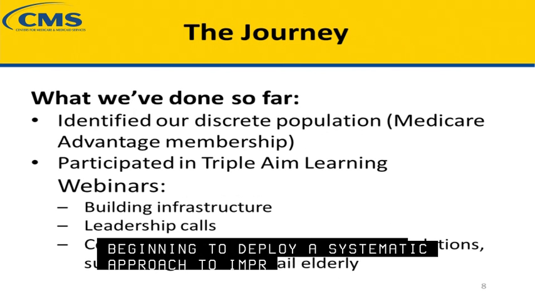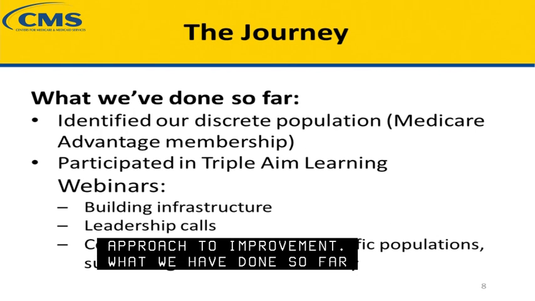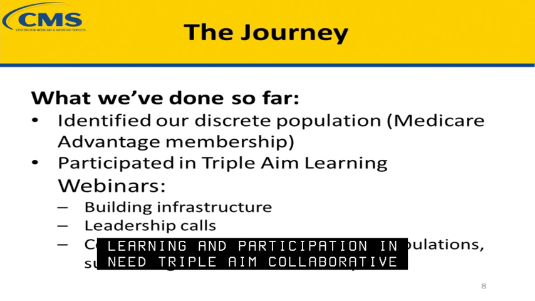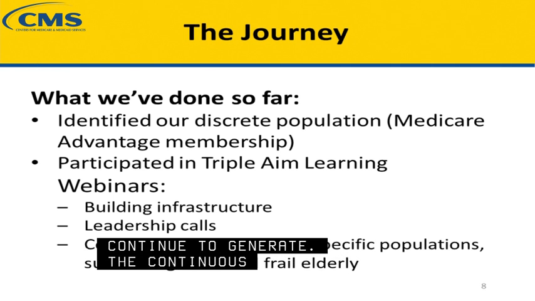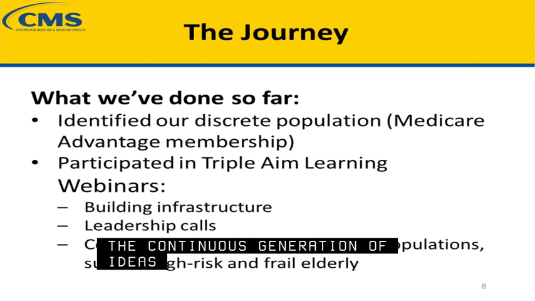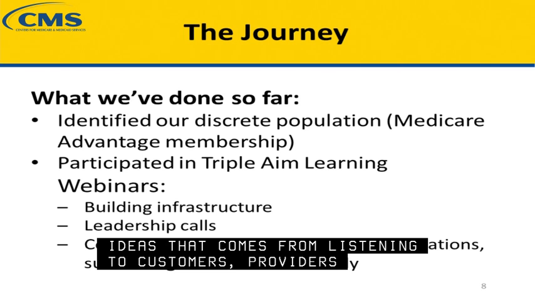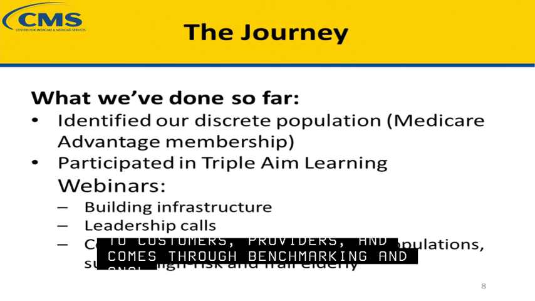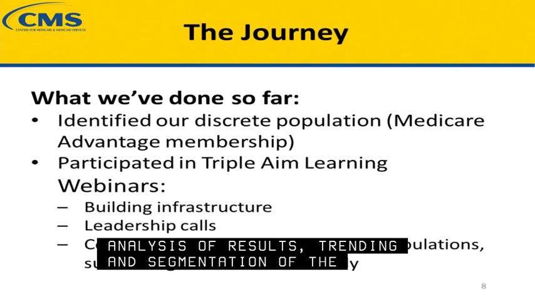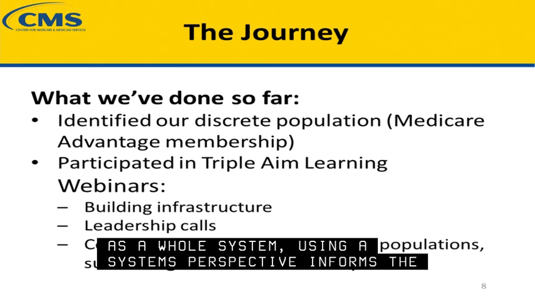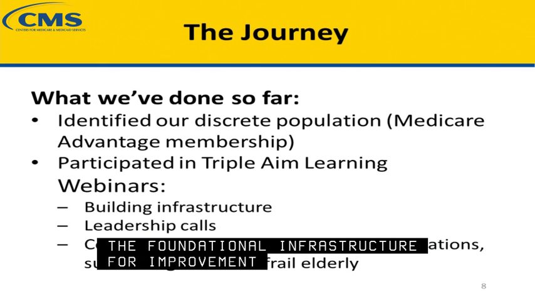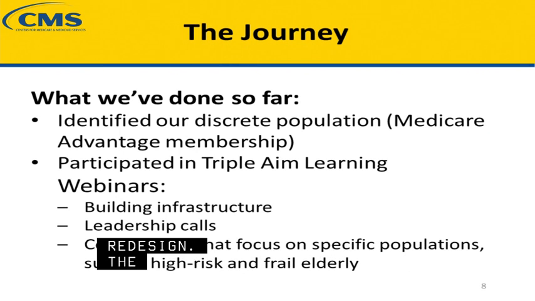So what we've done so far: learning and participation in the Triple Aim Collaborative helps to generate ideas and fuels other internal and external interactions that continue this idea generation. The continuous generation of ideas comes from listening to customers and providers, and comes through benchmarking and analysis of results, trending and segmentation of the population, while always understanding the organization as a whole system. Using a systems perspective informs the direction and development of our strategy. The foundational infrastructure for improvement that we've really created facilitates a dynamic process of design and redesign, the development and the deployment of ideas, the review, evaluation, and implementation of key initiatives.